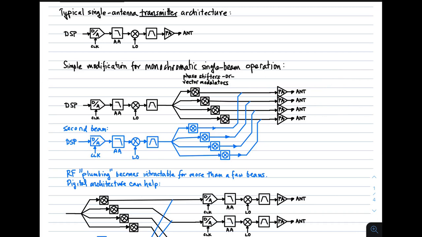Now, the issue becomes that the RF plumbing, as I say, all these interconnects is what I refer to as the plumbing, becomes intractable for more than a few beams. So you can imagine doing this to implement two beams, and maybe three beams, and maybe a handful of beams, but by the time you get up to many beams, this becomes intractable because there's just too many RF connections here to manage. Each one of those RF connections is going to require some amount of space, either in discrete components or on a chip, and you just start to run into problems with analog connections piling up on top of analog connections. In that case, a digital architecture can help.